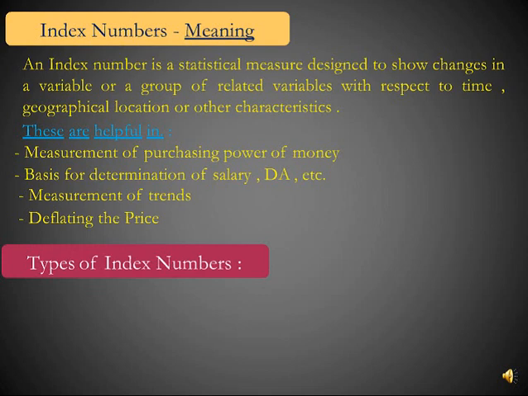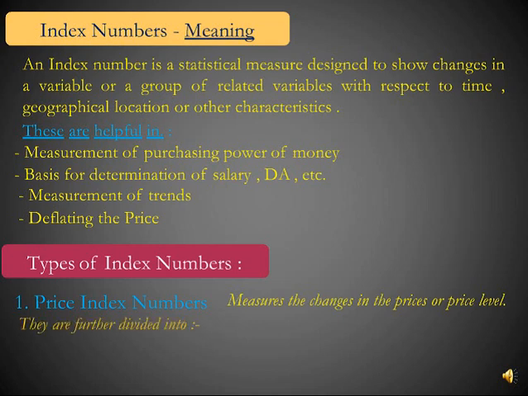Now, types of index numbers. There are various types of index numbers used. First is price index number. They measure the changes in the prices or price level. Means when we have to determine the changes in price with respect to a particular year or price level, you use index number. Price index number is of two types.